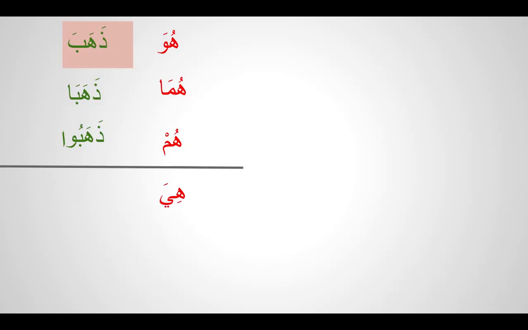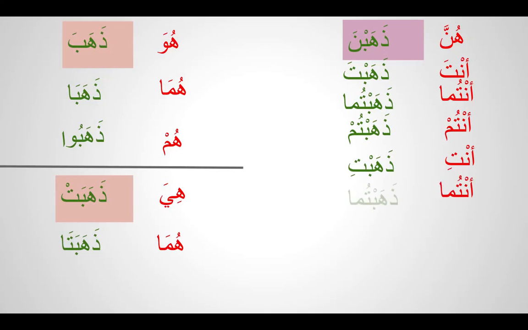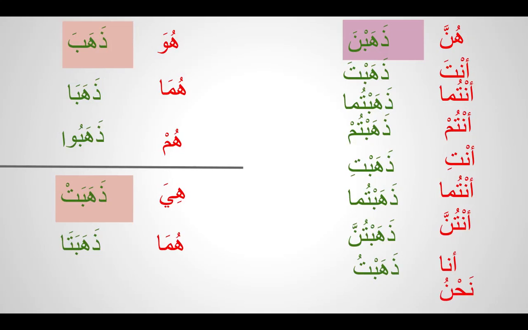So last example, dhahaba. Dhahaba means he went. Huma dhahaba, hum dhahabu, hiya dhahabat, huma dhahabata, hunna dhahabna, anta dhahabta, antuma dhahabtuma, antum dhahabtum, anti dhahabti, antuma dhahabtuma, antunna dhahabtunna, ana means I, dhahabtu, I went, nahnu, we went, dhahabna.